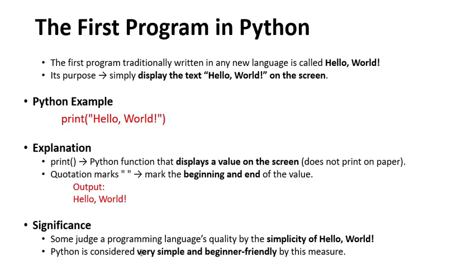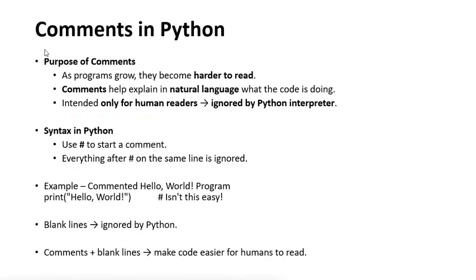Here some judge a programming language's quality by the simplicity of Hello World. If Hello World is very simple, then the language is very simple and beginner friendly. Let us see the comments in Python. How does it work exactly?